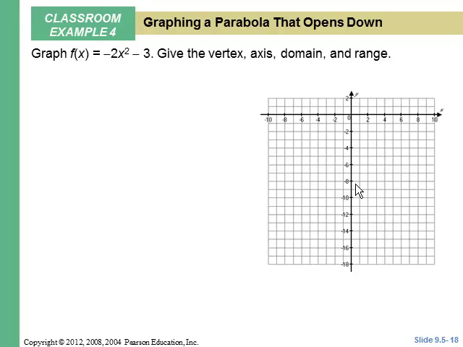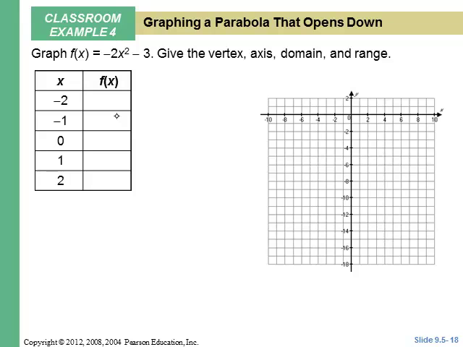What happens if we have a coefficient in front of the x? Okay, let's see what happens there. So in other words, now if x is negative 2, negative 2 squared is 4, times negative 2 is negative 8, minus 3 is negative 11. Negative 1 squared is 1, times negative 2 is negative 2, minus 3 is negative 5. 0 minus 3 is negative 3. 1 squared is 1, times negative 2 is negative 2, minus 3 is negative 5, and so on.